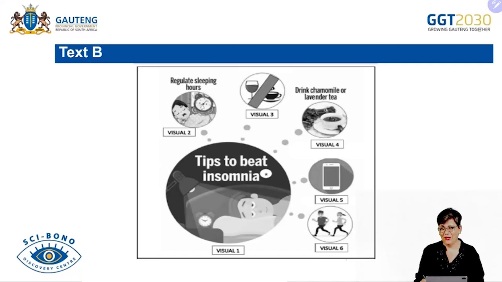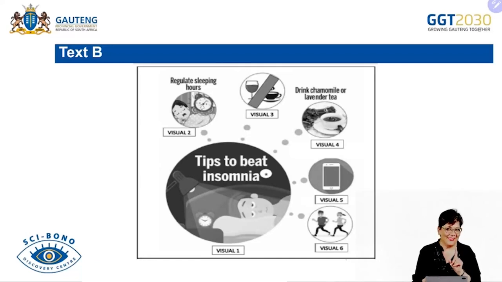Okay, do you want to try this? Here's one for you. It says tips to beat insomnia. And we've labeled the visuals. As you can see, there's 6 of them. And I'm going to give you just a minute to quickly read through or have a quick look at it. We have a big one.